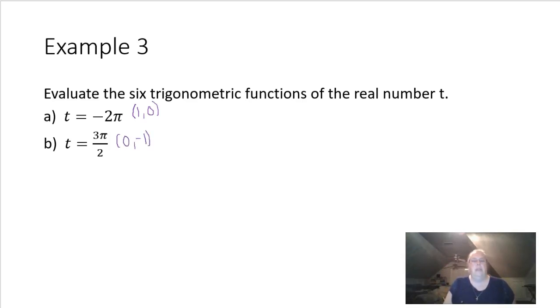Okay, so let's start with A. The sine of t is going to be 0. The cosine of t is going to be 1. The tangent of t is going to be 0 divided by 1, which is going to give me 0. The cotangent of t is going to be 1 divided by 0. Well, that's not a real number, so this one is undefined.